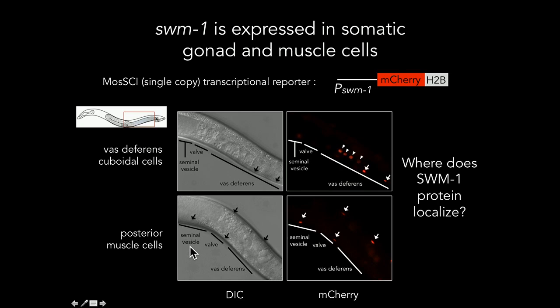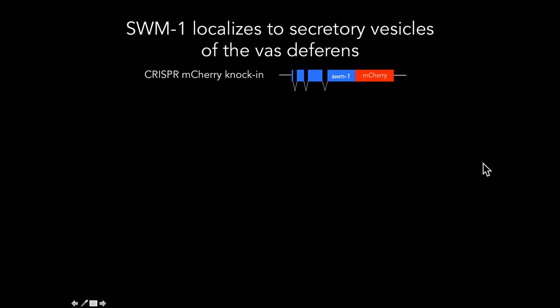But remember, SWM-1 is a secreted protein, so I also wanted to know where SWM-1 protein localizes. So to do this, I generated a SWM-1 mCherry fusion and knocked it into the endogenous SWM-1 locus using CRISPR. This generates a fully functional protein that's capable of inhibiting activation.